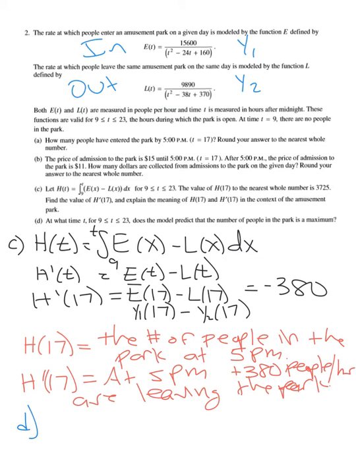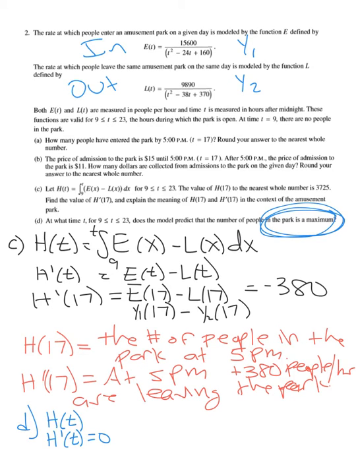Oh, I'm gonna run out of space. All right. At what time does the model predict the number of people in the park is a maximum? All right, notice this keeps coming up in these problems. Maximum. Number of people in the park is h of t. How do you maximize h of t? We take the derivative and we set it equal to 0.